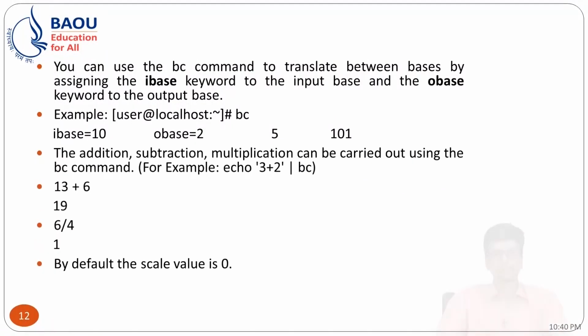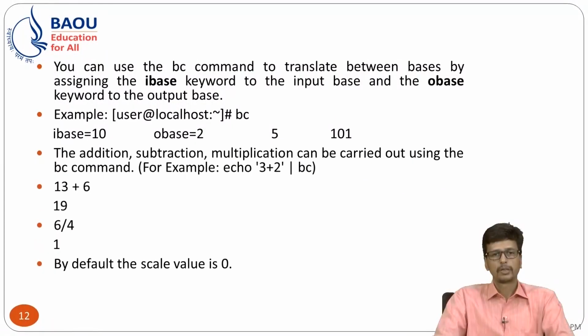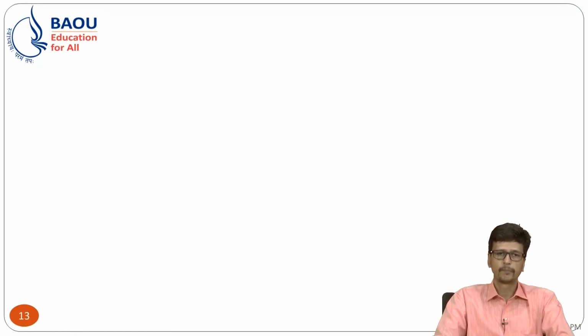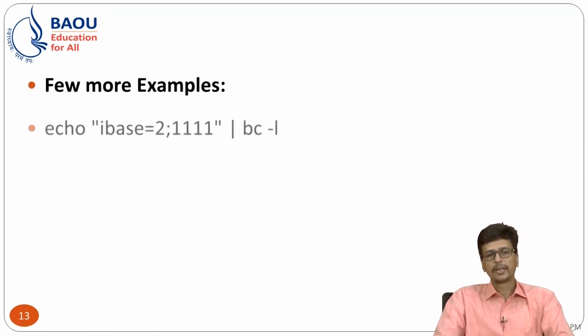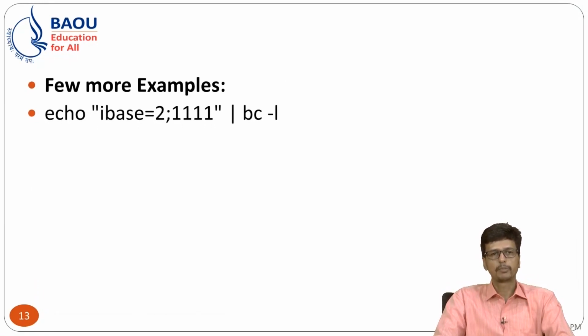Now you can see here few more examples. Now echo 3 plus 2, then after bc that we have already discussed. By default the scale value is 0. If you want to display the output in fraction part, in decimal places, you have to mention the value for that scale. Now few more examples related with this bc command.